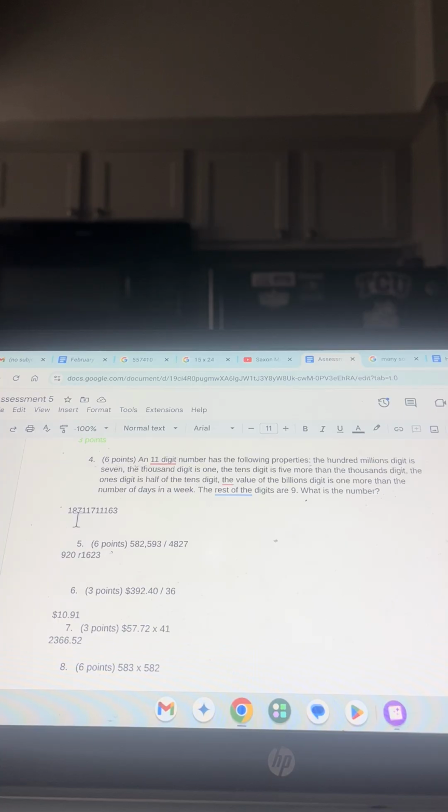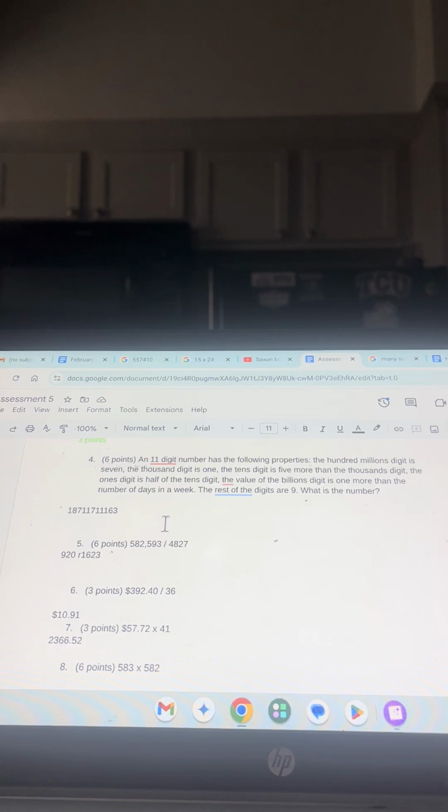The thousands digit is 1. Did you put a 1 in the thousands place? Okay, good. The tens digit is 5 more than the thousands digit. Okay, so the thousands digit is 1. The tens digit is 5 more than 1. So 6. Good job. The ones digit is half of the tens digit. Good. 3 is half of 6. The value of the billions digit is one more than the number of days in a week. There's 7 days a week, so one more would be 8. 8 ones, tens, hundreds, thousands, 10,000s, 100,000s, millions, 10 millions, 100 millions, billions. Good. The rest of the digits are 9.